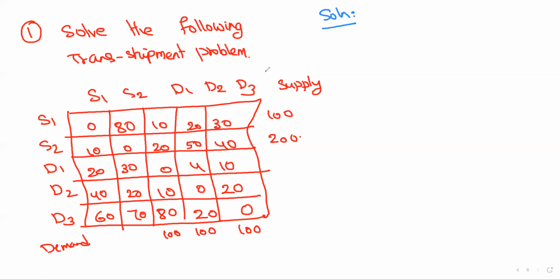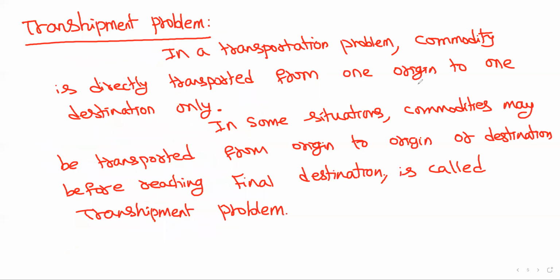Solution. If you observe this problem, this is a transshipment problem. Why? Because here we have sources and destinations, and here also we have sources and destinations. Here S1 to S1, S1 to S2, S1 to D1, S1 to D2, S1 to D3. Sources to sources passing, and sometimes sources to destinations also. Previously in transportation we had only origin to destination. But here we have origin to origin or origin to destination also. This kind of problem is known as a transshipment problem.